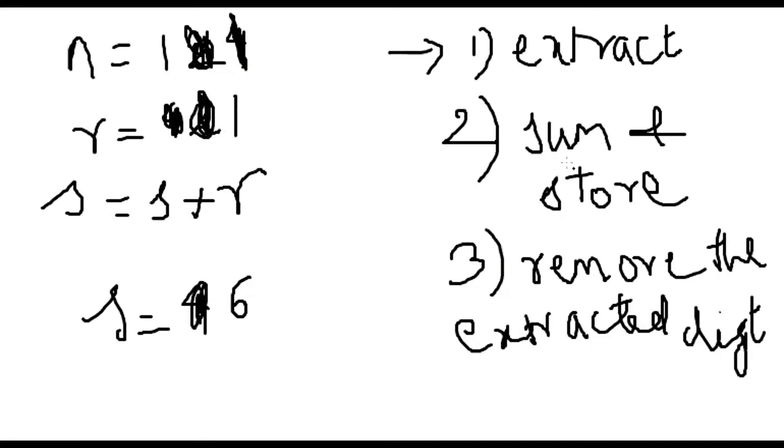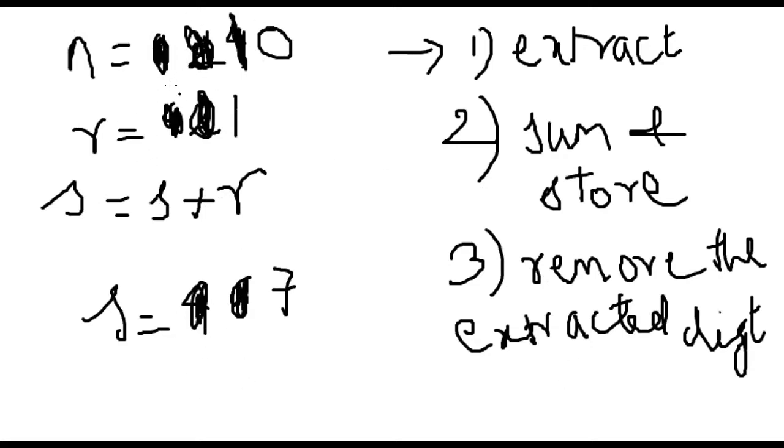It will come to this part now, sum and store, where 1 will get added. S is 6, 6 plus 1 is 7. So S will get value 7. Then again, 1 is also removed. Now, after 1 is also removed, what is left in N? Nothing. It's not nothing, but 0 will be remaining over here.